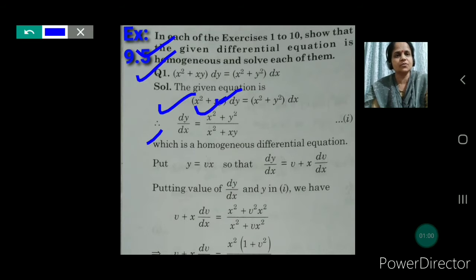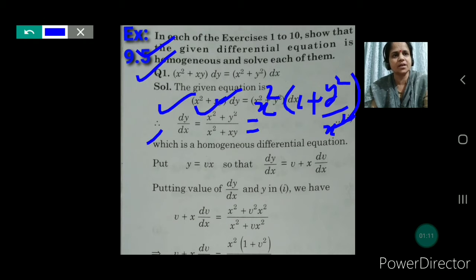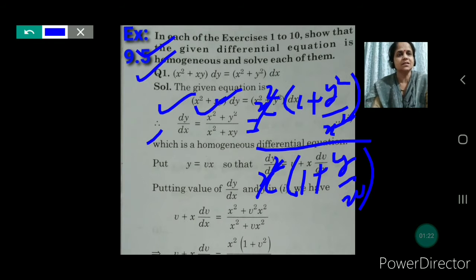Here see, if you take x square common in the numerator, so you will get, students, in bracket 1 plus y square upon x square. Okay, and same from denominator, x square is common, so you will get 1 plus y upon x. Okay, now x square will cancel. So here see, in the numerator it is y square upon x square, means same power of x and y, and same in the denominator it is y upon x, so same power of y and x. This type of equation is known as homogeneous differential equation.